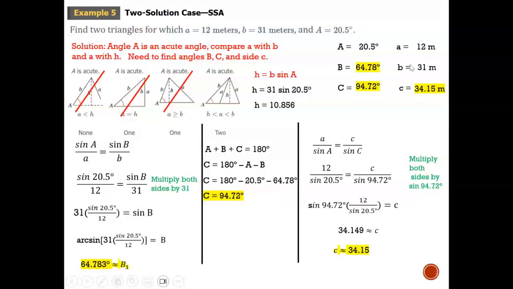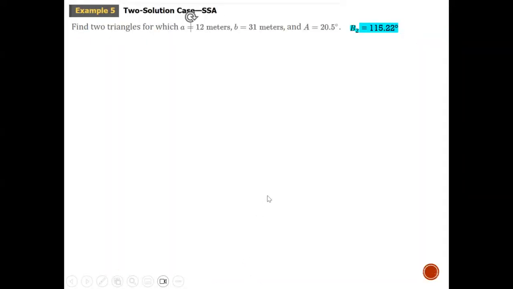Okay, guys, this is the first triangle. Now, where do we find the second triangle? So we're going to go to B here, guys. For the second triangle, we subtract angle B from 180, and that'll be my second one. So B2 is equal to 180 minus 64.78. So B2 is equal to 115.22. Now let's go to the next slide. That way we can solve for the second triangle.